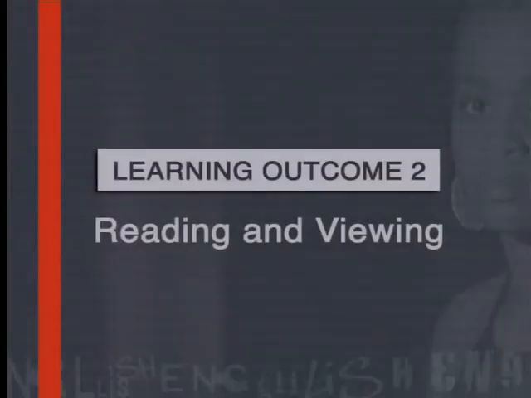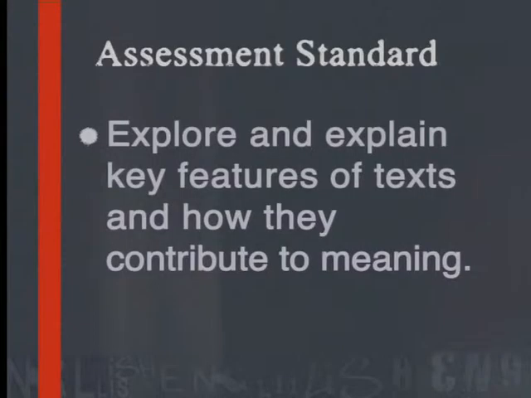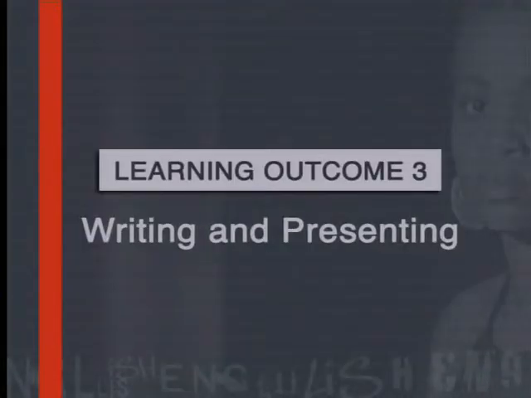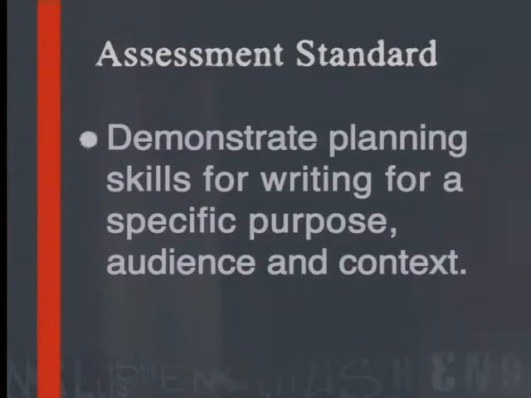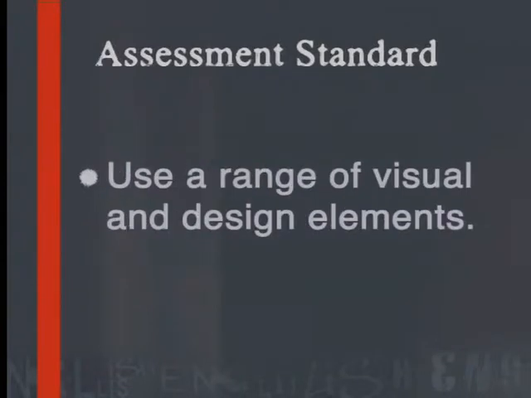The following lesson is linked to Learning Outcome 2, Reading and Viewing. It addresses the assessment standard that requires learners to explore and explain key features of texts and how they contribute to meaning. The lesson is also linked to Learning Outcome 3, Writing and Presenting, and addresses the assessment standard that requires learners to demonstrate planning skills for writing for a specific purpose, audience, and context, and use a range of visual and design elements.